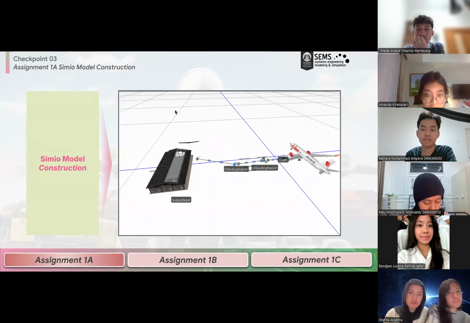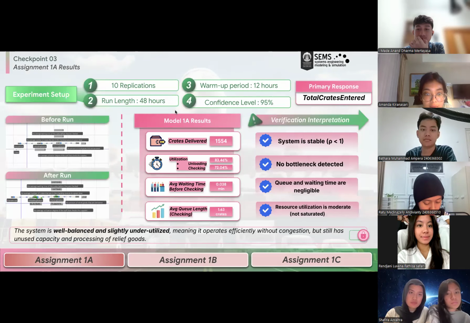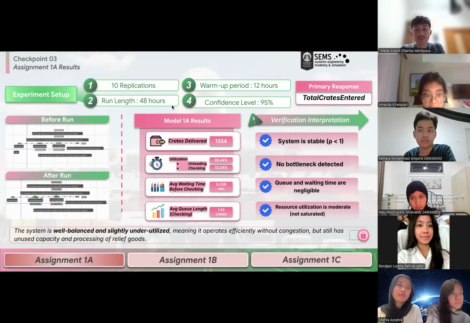So this is the SIMIO model construction. For our experiment setup, we have 10 replications, a run length of 48 hours, a warm-up period of 12 hours, and a confidence level of 95%. So the system is well balanced and slightly underutilized.